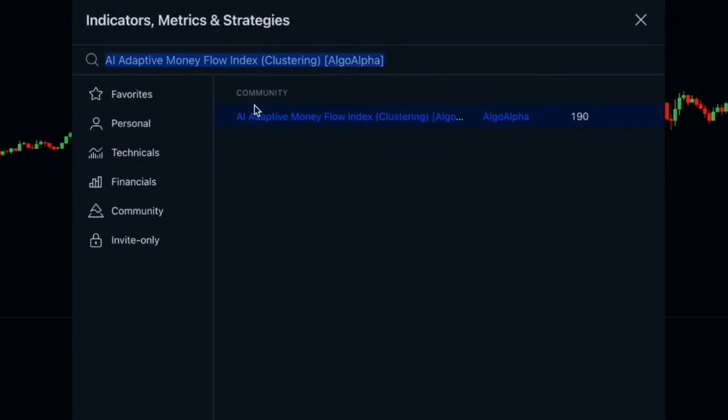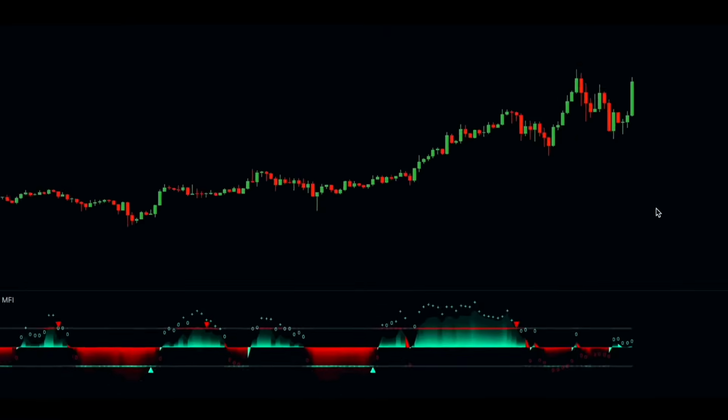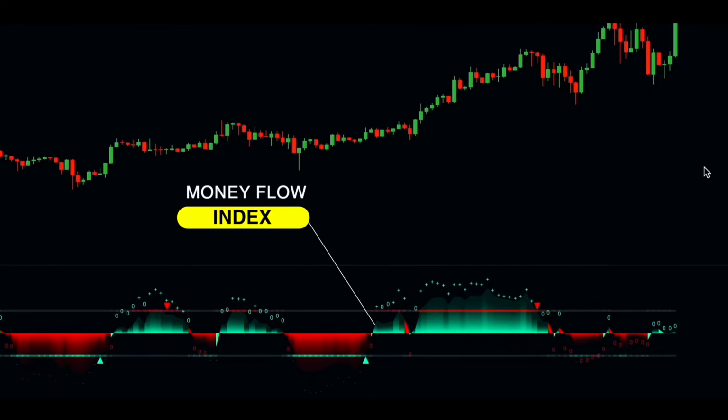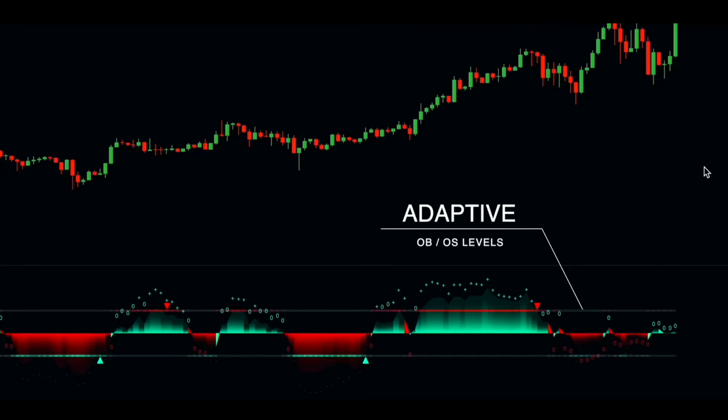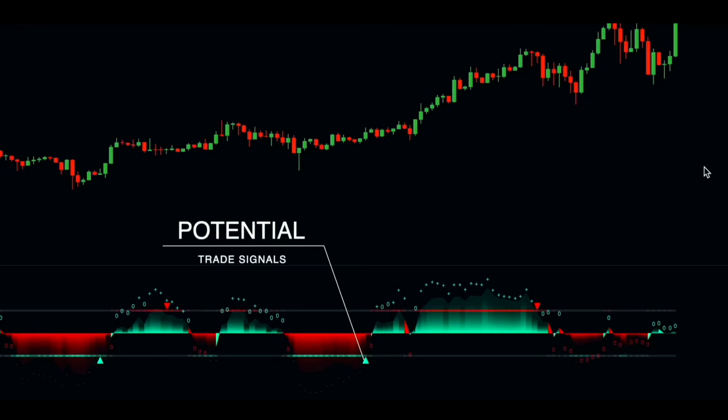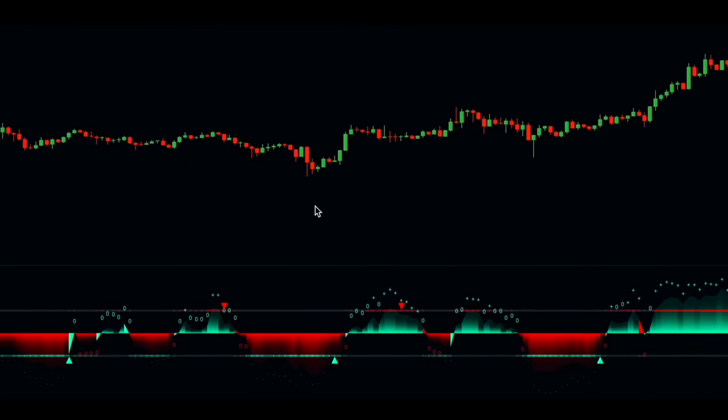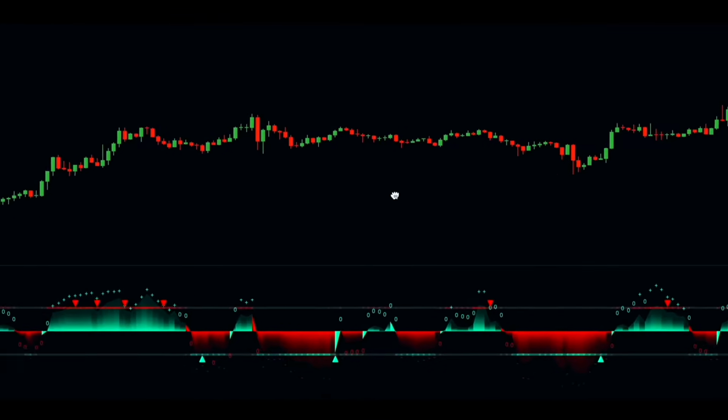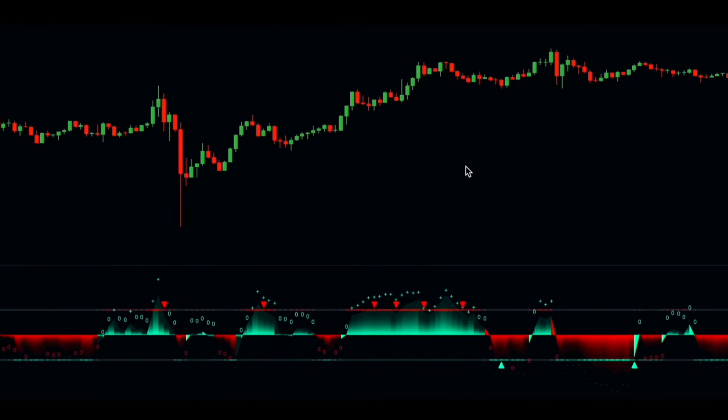Next up is the AI Adaptive Money Flow Index by Algo Alpha. This tool combines traditional money flow index analysis with cutting-edge K-means clustering. It adjusts overbought, neutral, and oversold levels based on current market conditions, providing a more dynamic view than traditional indicators like RSI or stochastic. By analyzing historical money flow index values and grouping them into clusters, it refines the traditional levels and adapts in real time. This method enhances decision-making and trading strategies with a nuanced understanding of market trends and volume.